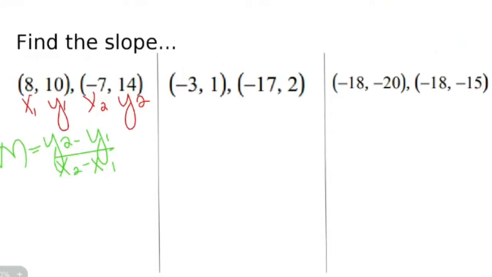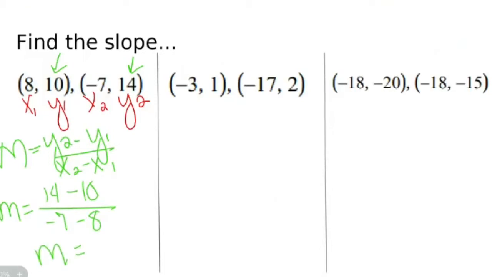All right, where am I? All right. M equals y sub 2 is 14. So I'm going to write out 14 minus y sub 1 is 10. Over x sub 2, which is negative 7, minus x sub 1, which is 8.